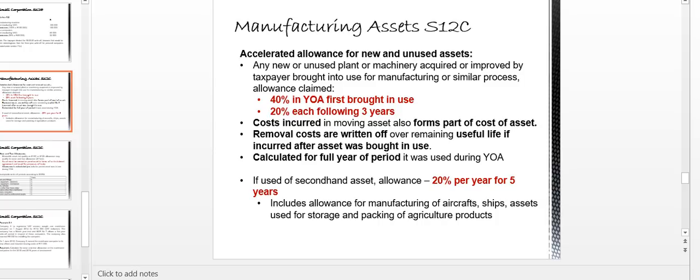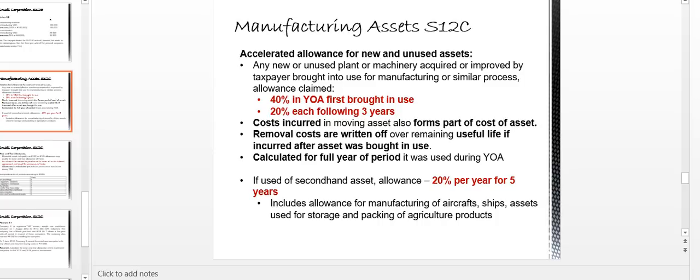Okay. But this cost needs to include all costs in order to get this asset ready, or all moving costs that need to form part of the cost. The removal costs are written off over the remaining useful life if incurred after the asset was brought into use. So we'll do an example on that now.